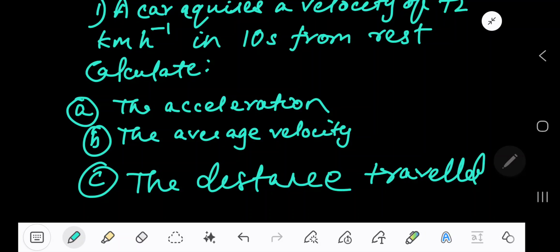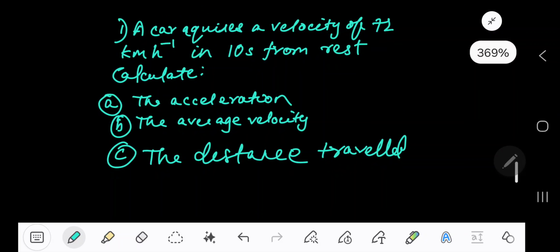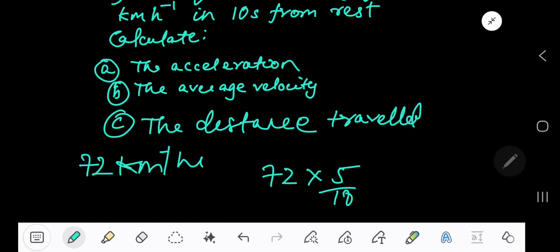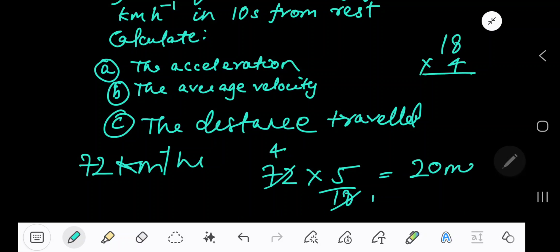All right. First, since we have the units 72 kilometers per hour, we need to convert this to meters per second. So we can just multiply by 5 over 18, right? 18 fours are 72. This equals 20 meters per second.